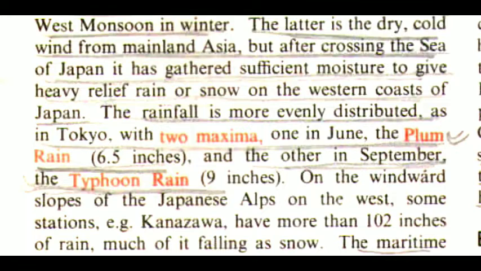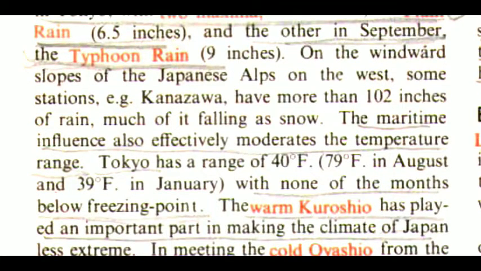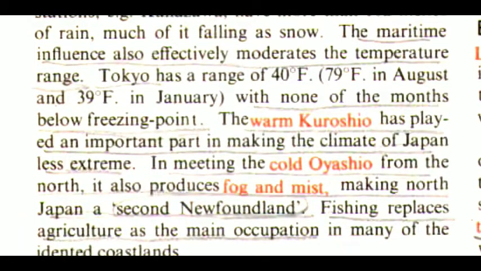The rainfall is more evenly distributed, as in Tokyo, with 2 maxima, one in June, the plum rain, 6.5 inches, and the other in September, the typhoon rain, 9 inches. On the windward slopes of the Japanese Alps on the west, some stations, for example Kanazawa, have more than 102 inches of rain, much of it falling as snow. The maritime influence also effectively moderates the temperature range. Tokyo has a range of 40 degrees Fahrenheit, 79 degrees Fahrenheit in August and 39 degrees Fahrenheit in January, with none of the months below freezing point.